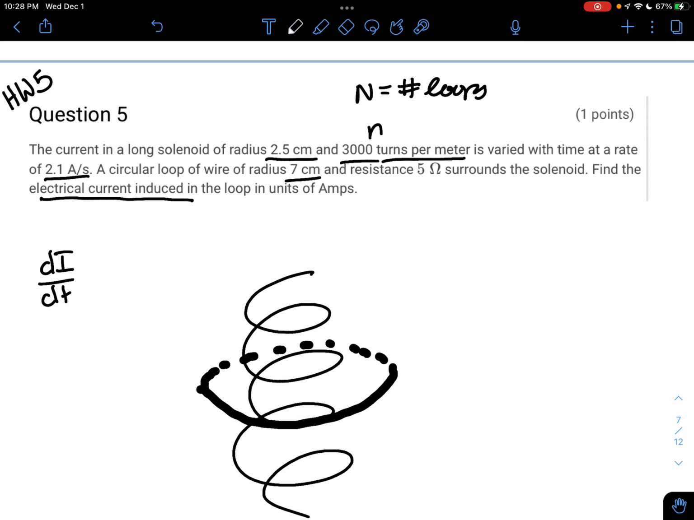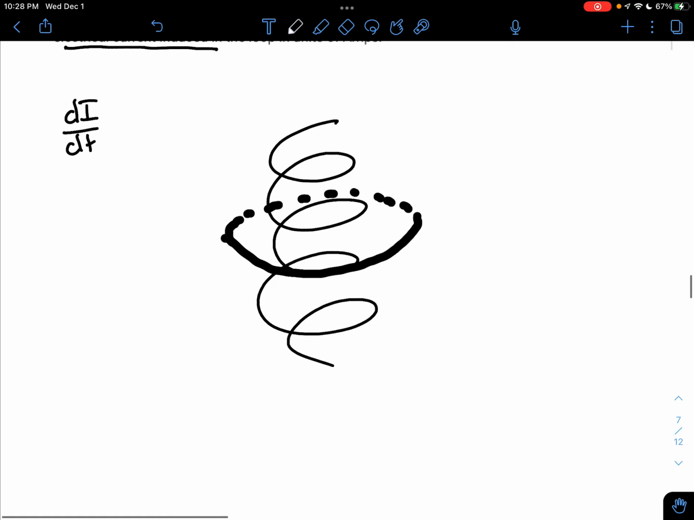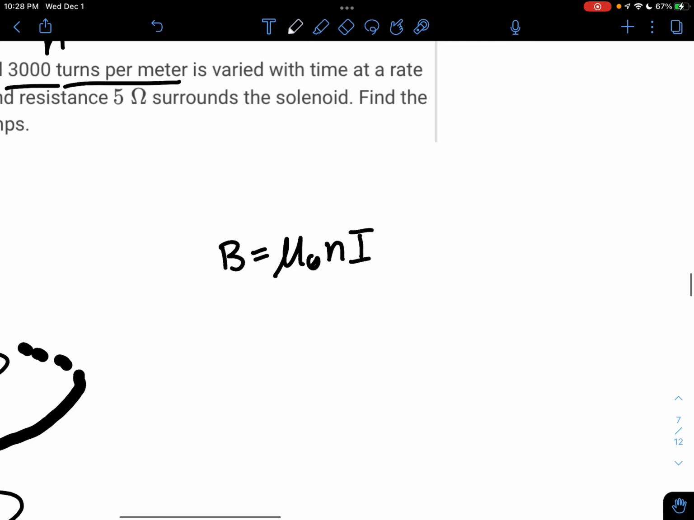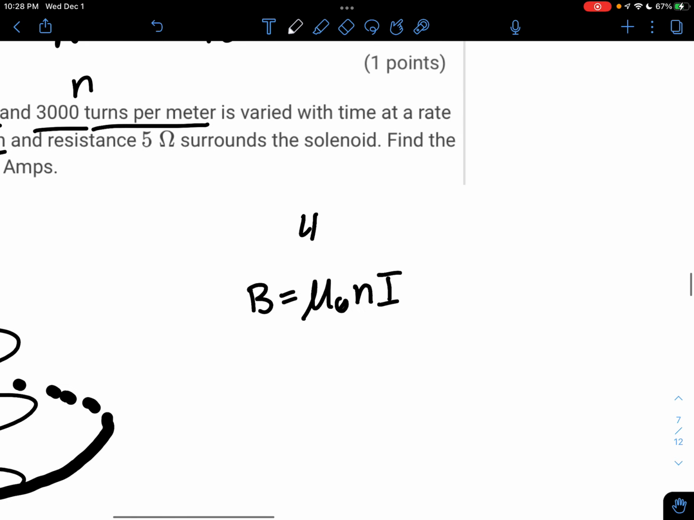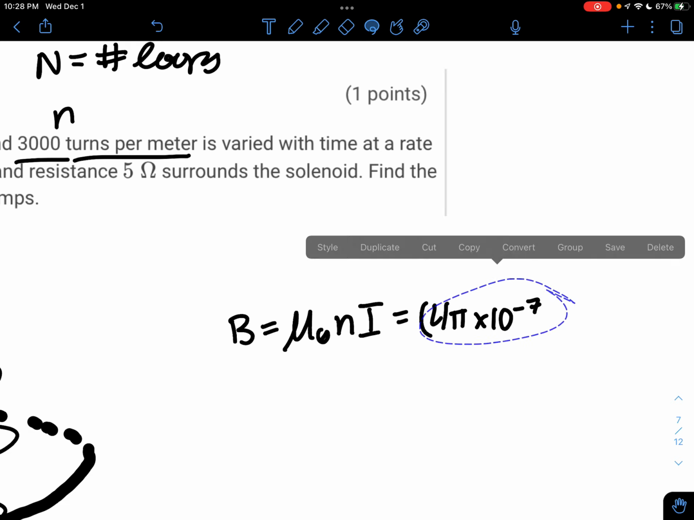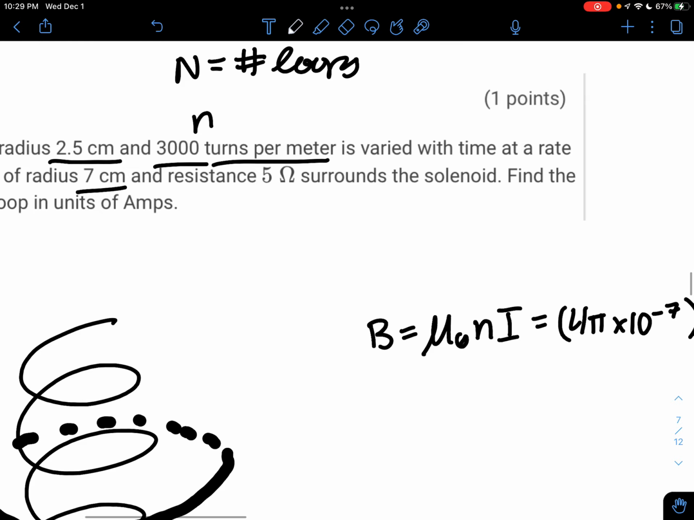All right, so we're gonna start by finding the magnetic field caused by the solenoid. For our solenoid, it's B equals mu naught n times I. We have our mu naught, that's just the constant, 4 pi times 10 to the negative 7. Our n is given as the 3,000 loops per meter. And again, since it's in meters, that's our base unit, so we're going to stick with that.